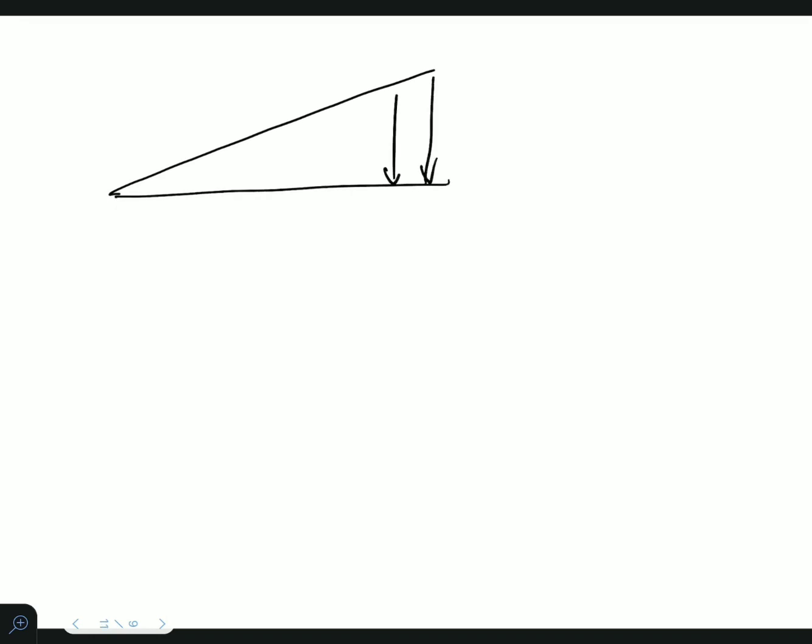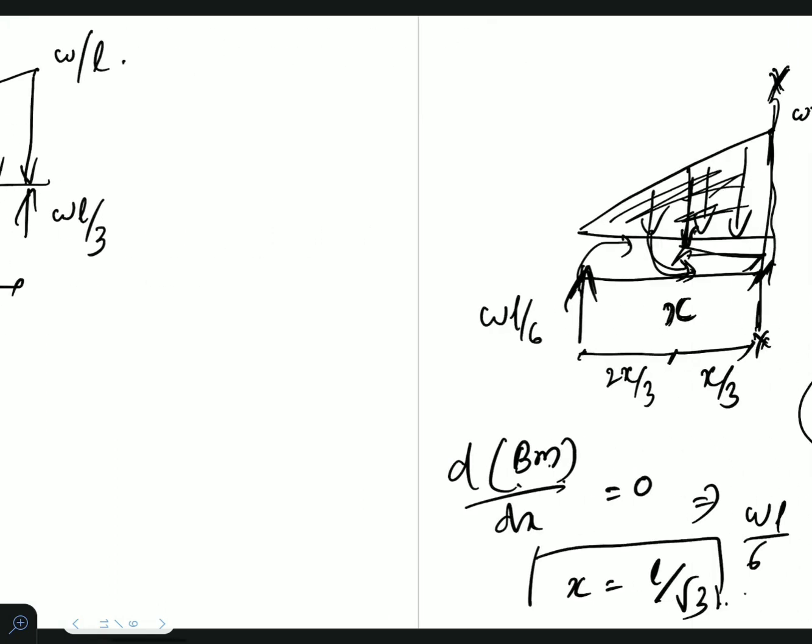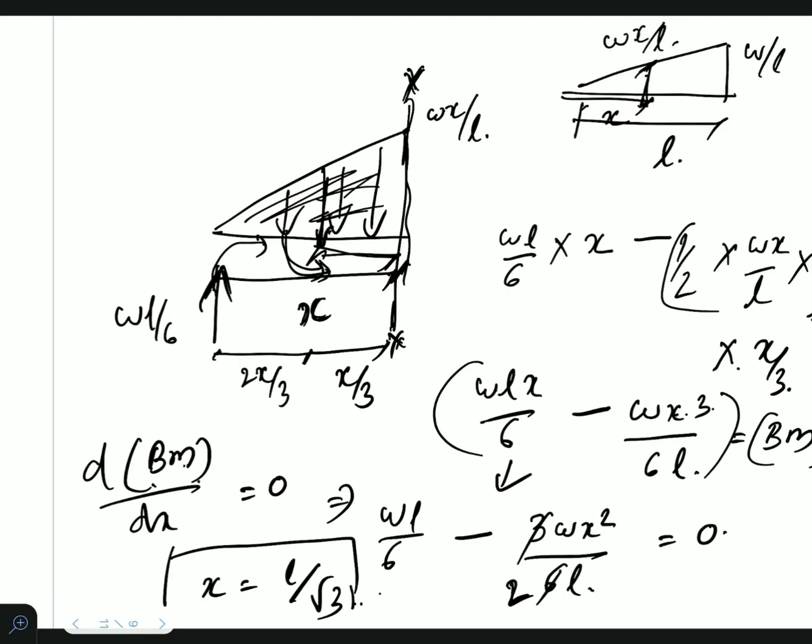Okay, so now this is our case. At L by root 3, we will have bending moment maximum, and here we have a force of WL by 6. Here there is a force of WL by 3. The total is W per length. The total length is L. Okay, this is our case now. So we will have to find out the value of M maximum. See, this is our bending moment.